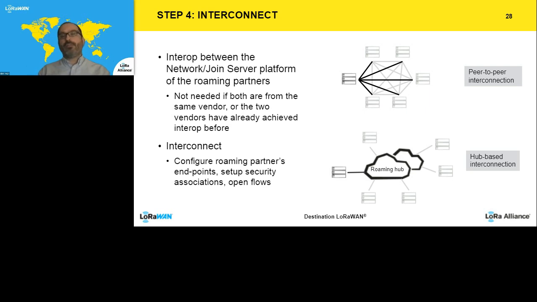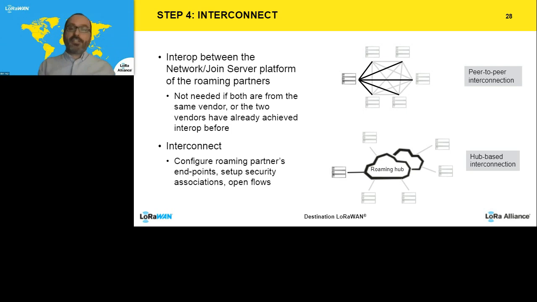And then once the interop is achieved, the next is the interconnection, which is basically configuring one network server against the other, so that the traffic is transmitted towards the right endpoint. There's a security association set up, and the flows are opened. Imagine there are firewalls in between. The firewalls should be allowing such flows, things like that.